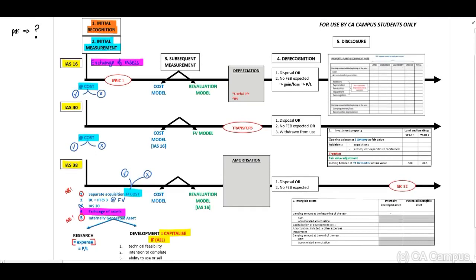Now, let's have a look at our next step, our subsequent measurement. Now, when we look at a subsequent measurement, and we only look at our IAS 16, our PPE can either be measured based on the cost model or based on the revaluation model. Now, what you need to remember is the revaluation model on your depreciable assets will be excluded. Therefore, important, guys, you are going to get a question on land, where land is revalued.